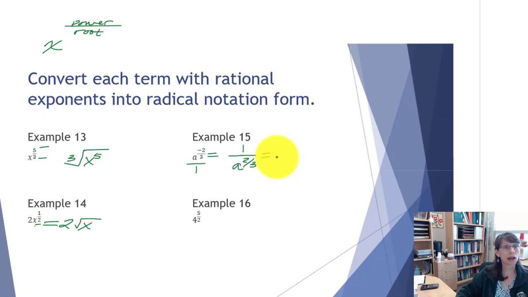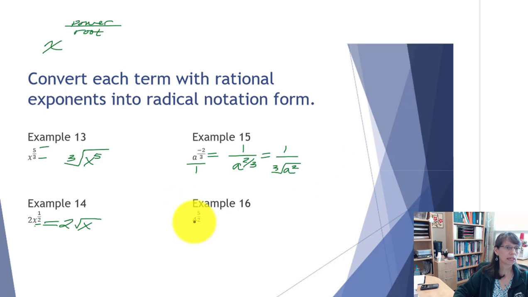So I still will have 1 in the numerator, and now I can use power over root to help me change this denominator to the radical notation form. So a is raised to power of 2, and cube root is taken. So cube root of a squared. So 1 divided by the cube root of a squared is my final answer.